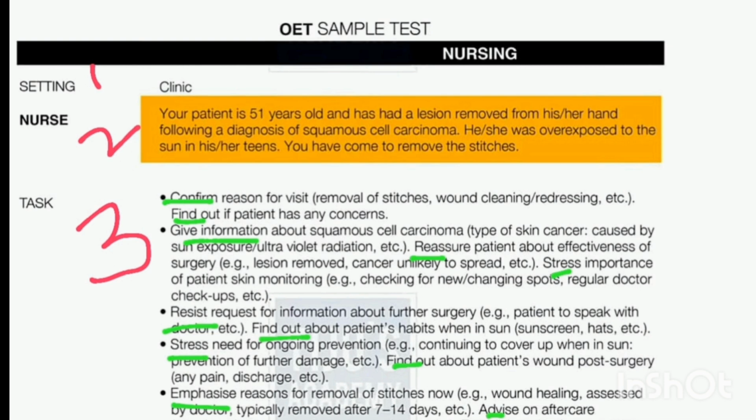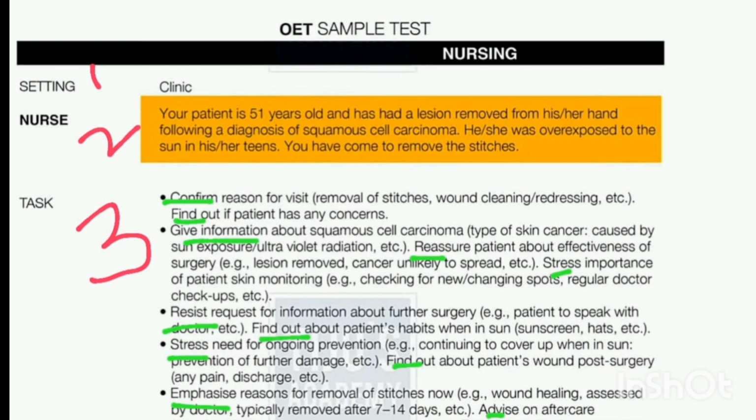So then we can move further towards the next task, emphasise the reason why for removal of stitches now. So then we can say to the patient that I would like to tell you that your wound is healed now, and as per your doctor's assessment, now we can remove your stitches. Moreover, typically the time for suture removal or stitches removal is 7 to 15 days, which is in your case. So, Sarah, now is it okay?